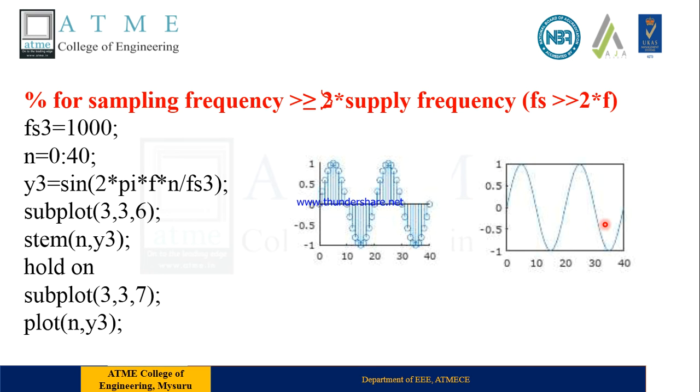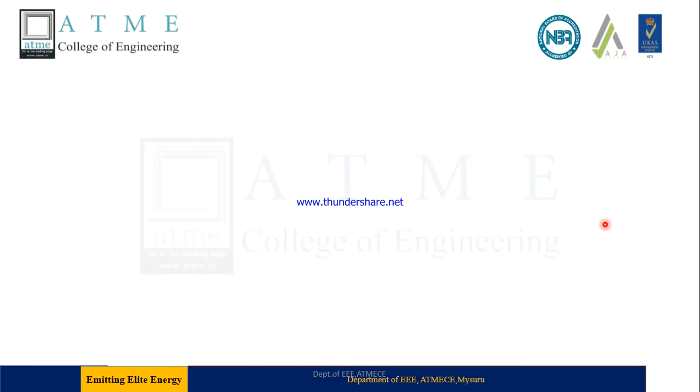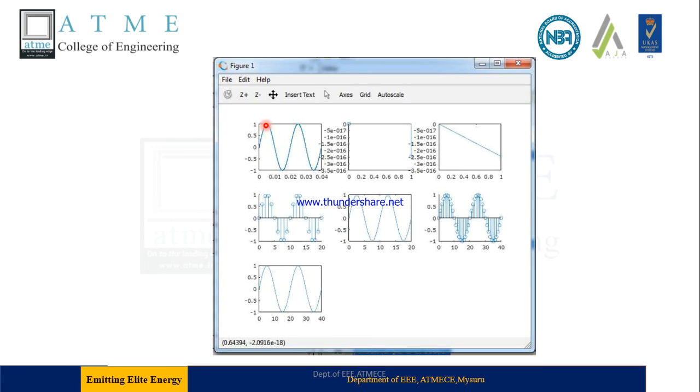So once you retrieve it back, you are getting the signal over here. So this is called the oversampling condition. At the end, whatever you are getting is a pictorial representation. So 3 columns, 3 rows. So this is 3, 3, 1, 3, 3, 2, 3, 3, 3, 4, 5, 6 and 7.